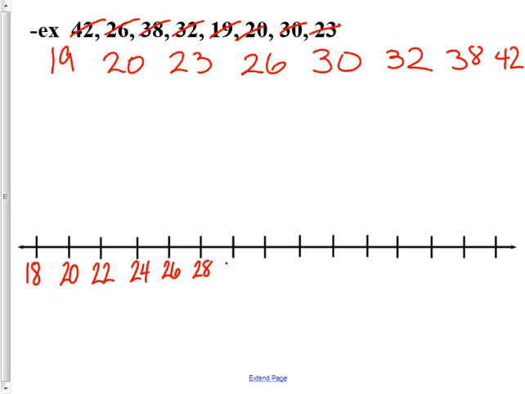Now, if your data were more spread apart, certainly you could choose a larger number to count by. That would certainly be okay.